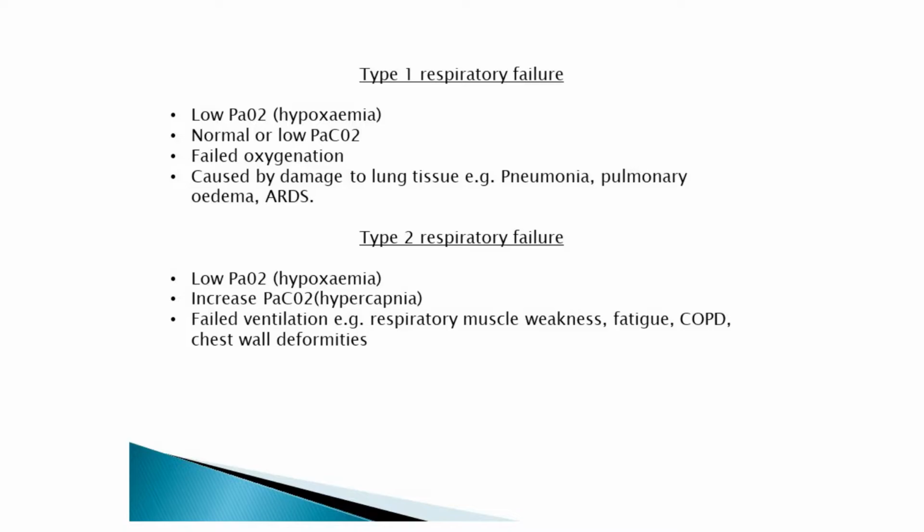Type 2 respiratory failure is low levels of oxygen in the arterial blood, increasing levels of carbon dioxide in the arterial blood. So type 2 respiratory failure is essentially failed ventilation, so a failure of the mechanical pump. And this can happen because of respiratory muscle weakness or fatigue in patients with chest wall deformities or neuromuscular diseases.